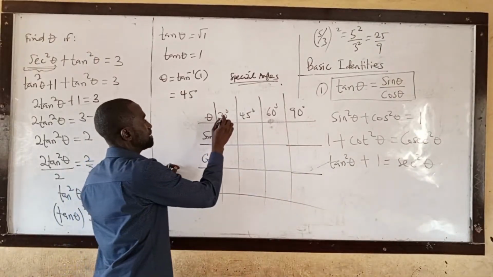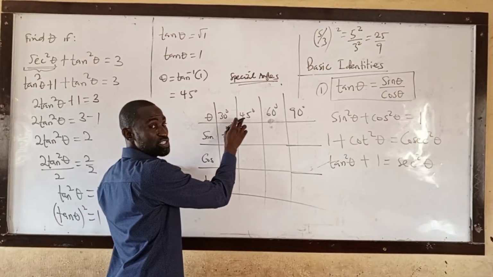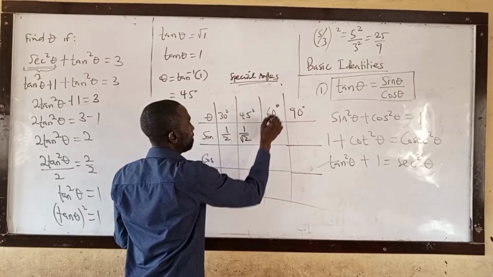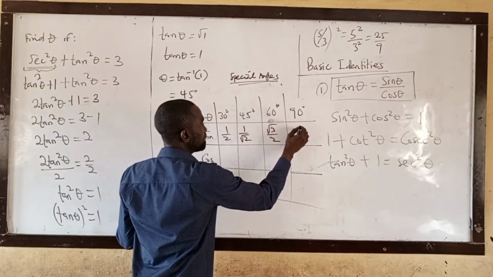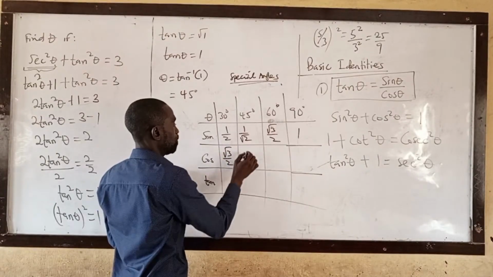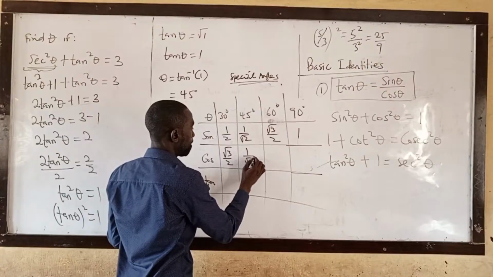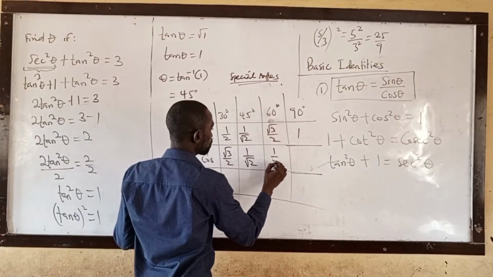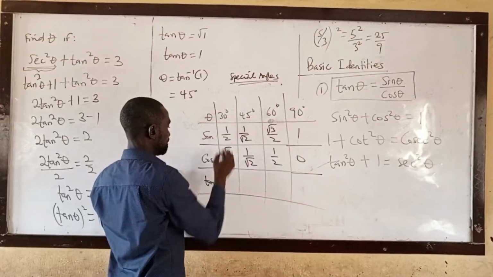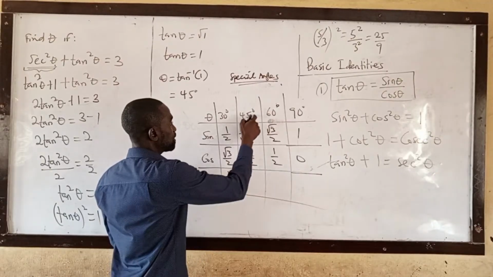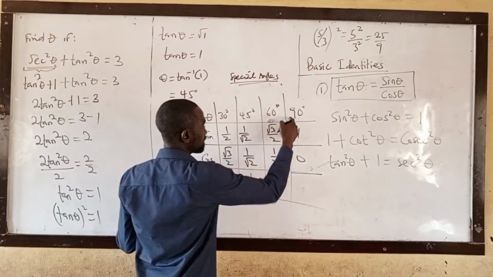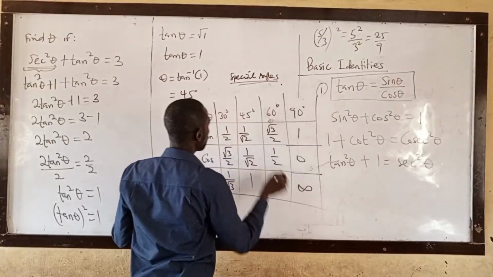So what is sine of 30? 1 over 2. Sine of 45 degrees? 1 over root 2. Sine of 60 degrees? Root 3 over 2. Sine of 90? 1. Cos of 30? Root 3 over 2. Cos of 45? 1 over root 2. Cos of 60? 1 over 2. Cos of 90? That will be 0. Tan of 30, 1 over root 3. Tan of 45, 1. Tan of 60, root 3. Tan of 90, infinity.